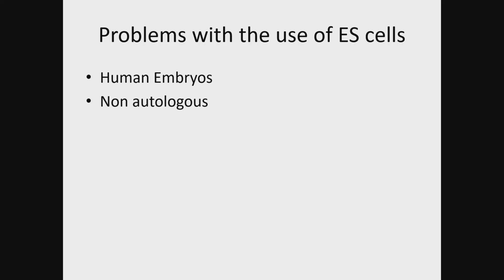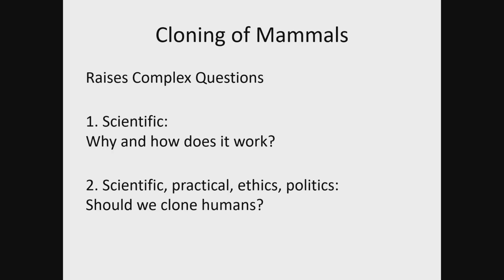So what is the problem with the use of stem cells? As I told you before, human embryos, that is a complicated topic, particularly for religious people, and they are not autologous. If I need stem cells to cure something and they are not mine, then my immune system may react against them. So it's more complicated to use. So there started the long career of cloning in mammals, and it raises also many complicated questions. So should we do it, and why, and how does it work? And if it's ethical to do that, right?